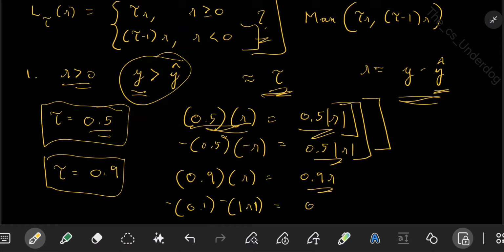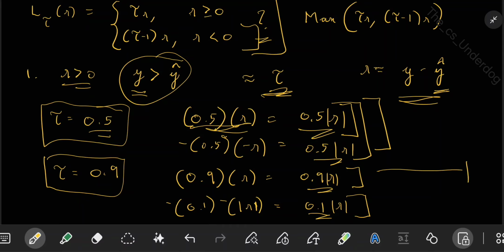That will be 0.1 into mod r, right? This will be the value. What did you understand from here? The point is, whenever you are overestimating, the penalty is very less. It is 0.1 times the loss. But whenever you are underestimating, the penalty is very high.